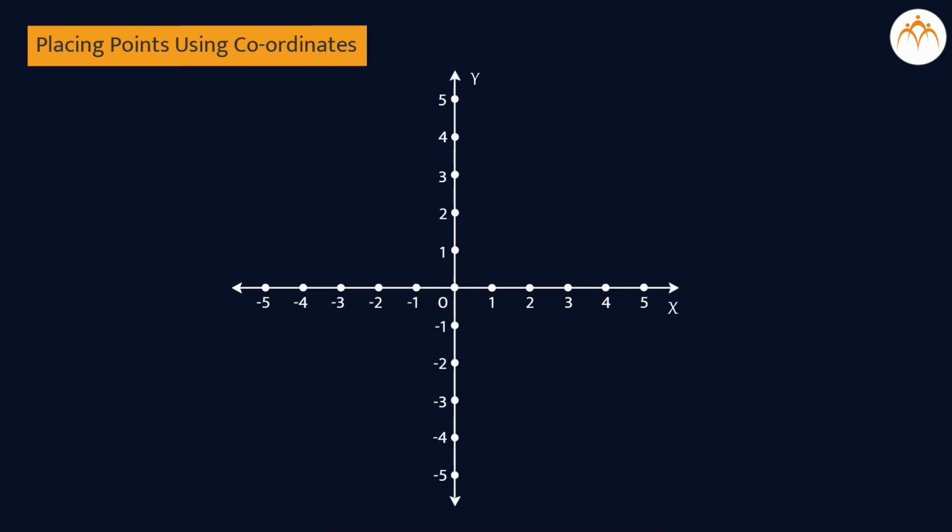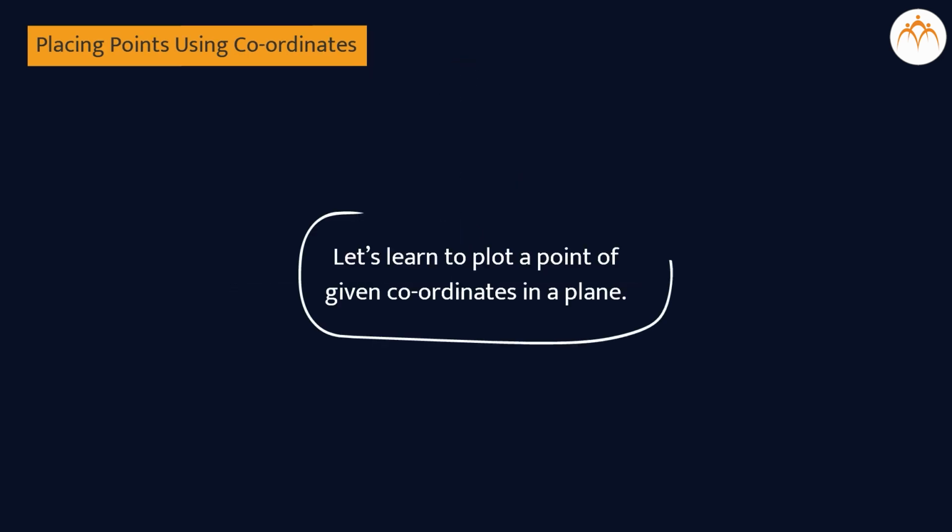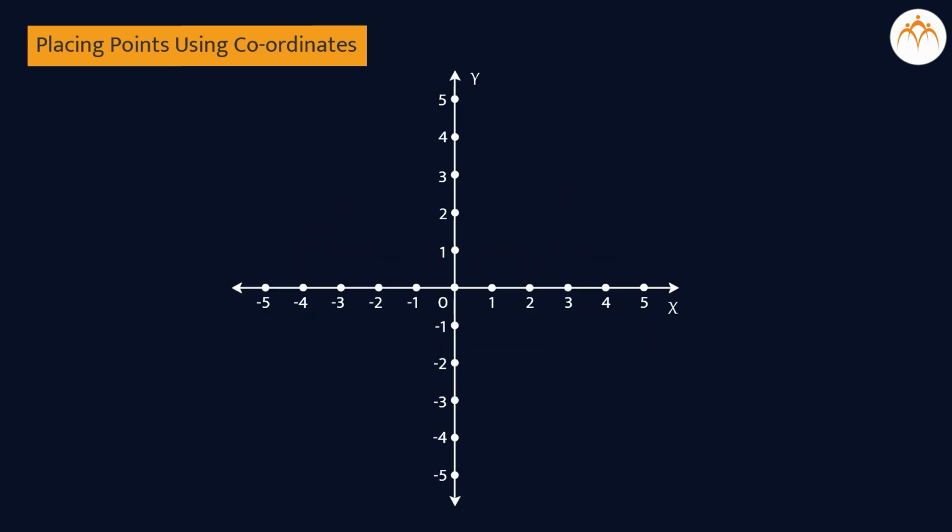To plot the points of given coordinates. Let's learn to plot a point of given coordinates in a plane. Suppose we want to establish point P (-3, 4) in a plane. The x-axis and y-axis are drawn and origin O is marked. Then a line parallel to the y-axis through -3 on the x-axis is drawn and a line parallel to the x-axis through 4 on the y-axis is drawn. The intersection of these lines is point P (-3, 4).